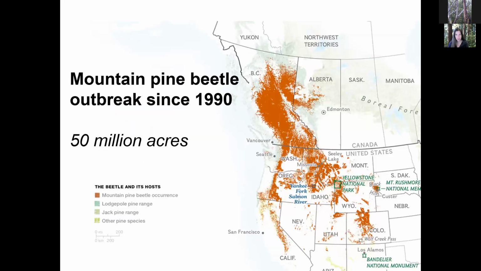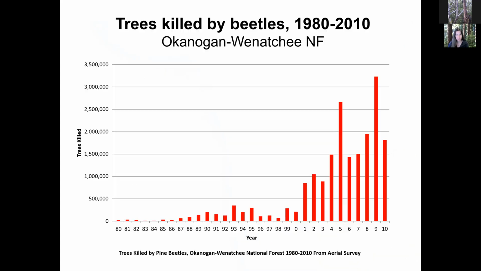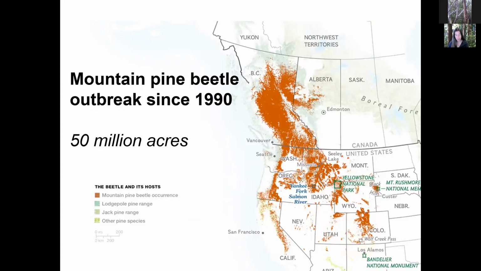And this shows the mountain pine beetle outbreak since 1990. You can see there have been some substantial outbreaks in British Columbia, in Eastern Cascades of Oregon and Washington, and also in the Rocky Mountains. And these outbreaks have covered over 50 million acres.